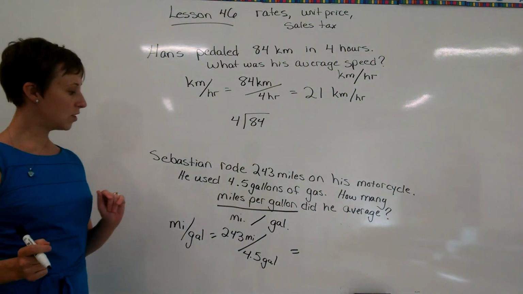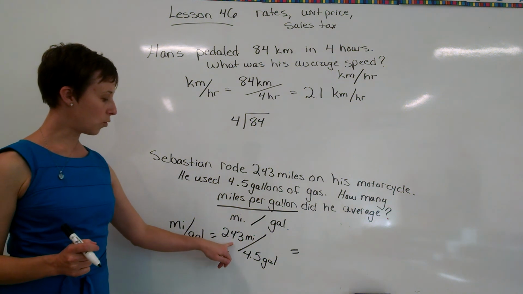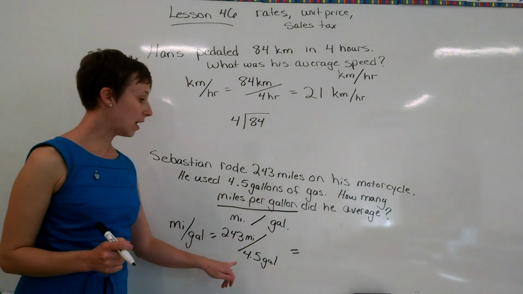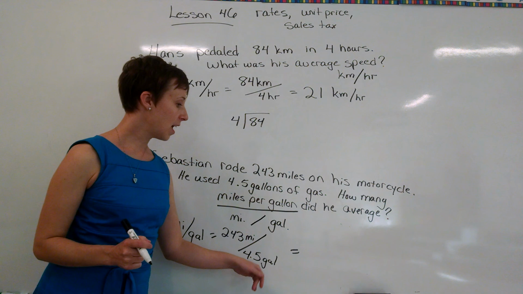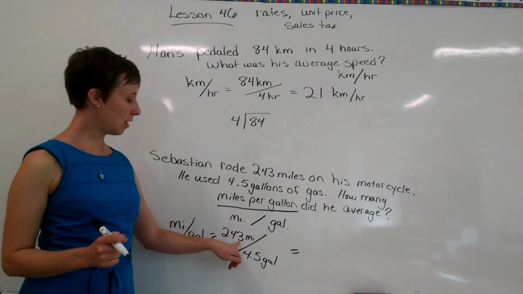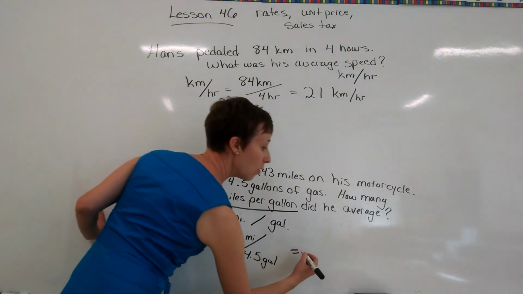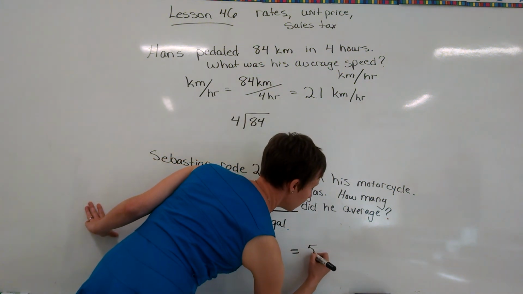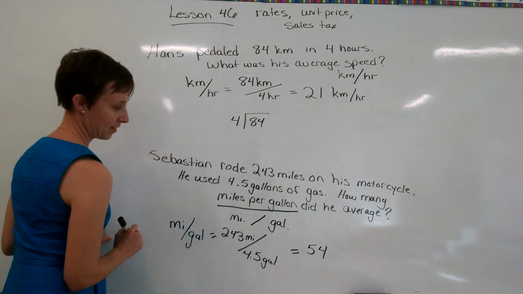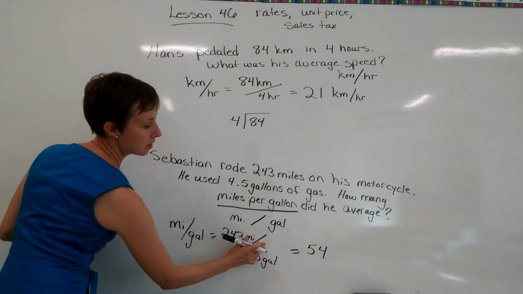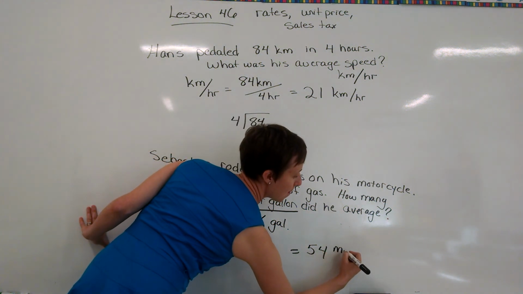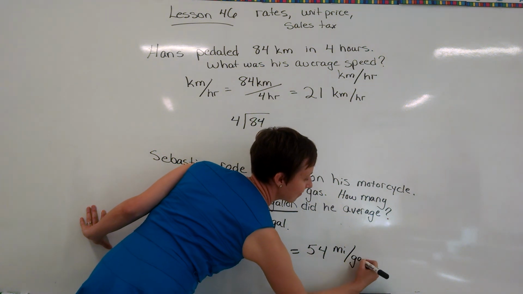Now I'm left with a simple division problem. 243 divided by 4.5. If I take 243 and I divide by 4.5, I will get an answer of 54. And that's my number of miles per gallon. Miles per gallon.